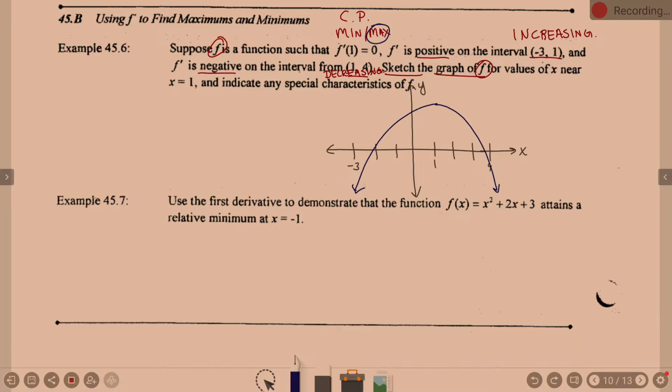Any special characteristics? We already talked about it. What special characteristics did we determine on this graph? The fact that there is a max. That's the special characteristic we're looking for. Okay, so there they gave us the information. They said sketch a graph. Actually, did they? Yeah, they said sketch the graph, but the special characteristic we came up with is a max.